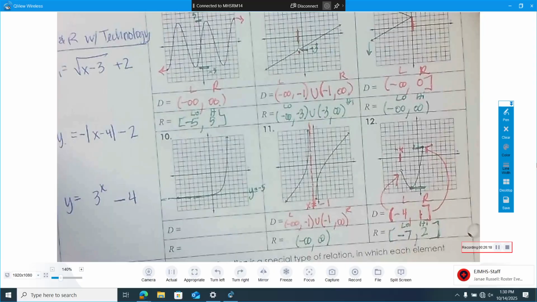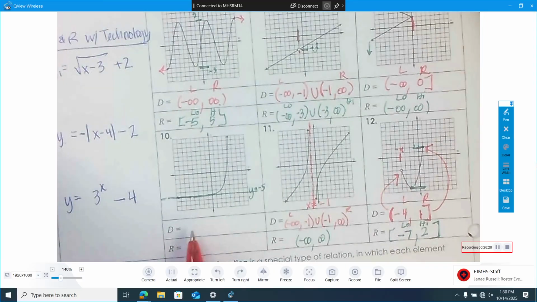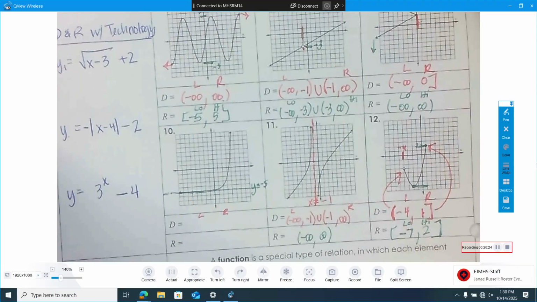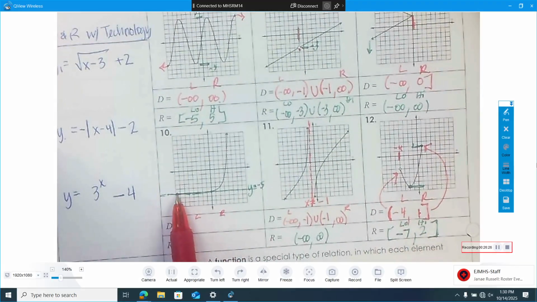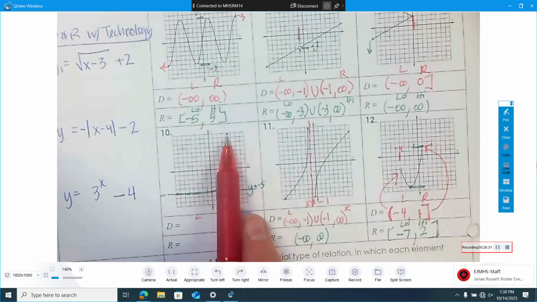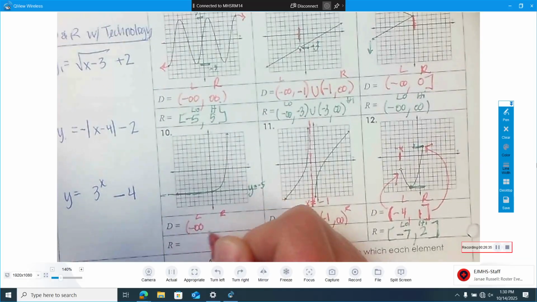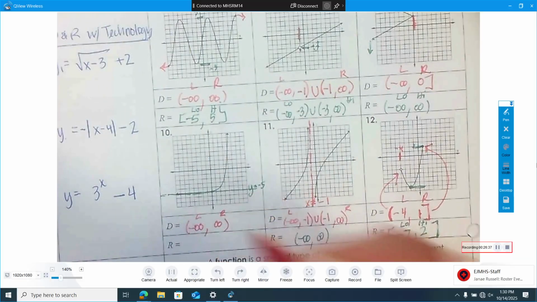So let's talk about domain. Domain is how far left and how far right does the graph go. This arrow goes on forever to the left, and this arrow goes forever to the right. So the domain here is negative to positive infinity.